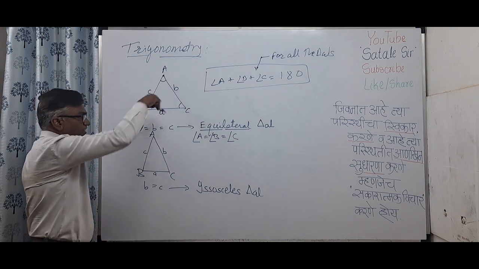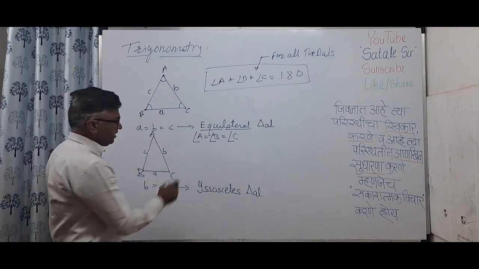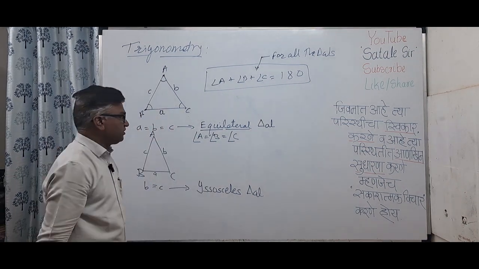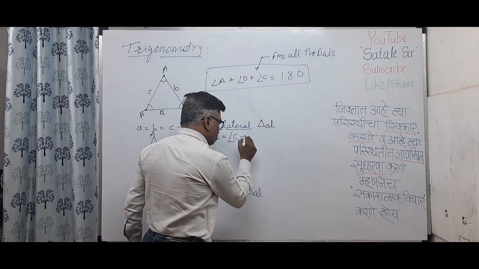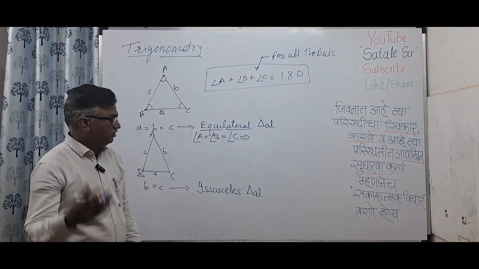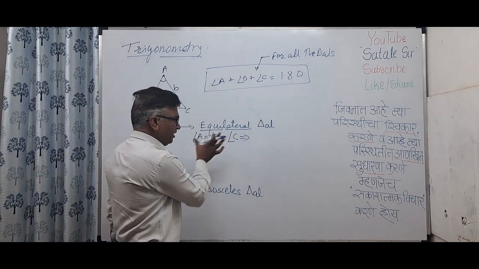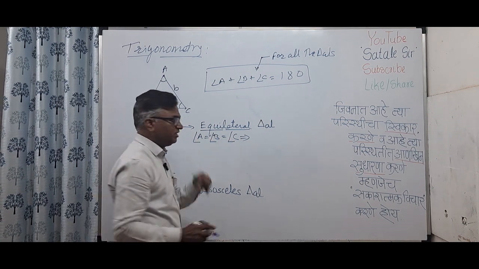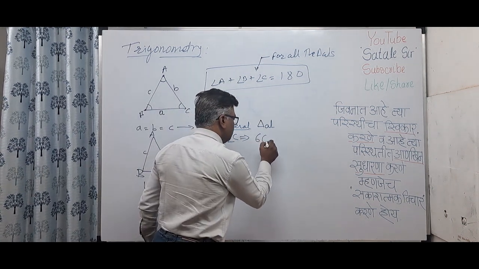Now, if a triangle is an equilateral triangle, then angle A is equal to angle B is equal to angle C. So obviously, I know you all will have that question in your mind. If they are equal, then the value of angle A, angle B, and angle C has to be 60 degrees.